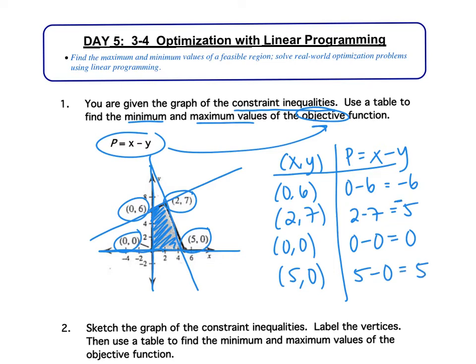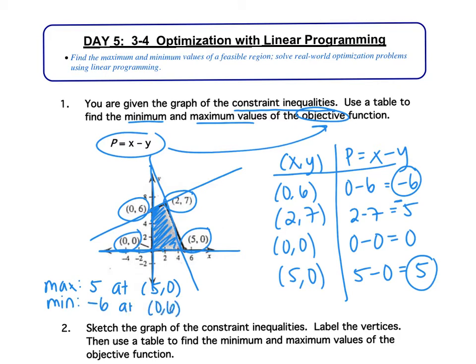Okay, so ultimately what we want is the maximum and minimum. Our maximum, our highest value, is 5. Our lowest value is -6. Here's the way that you would express that. You would write the maximum is 5 at, and then you have to list the point, (5, 0). The minimum is -6 at (0, 6).